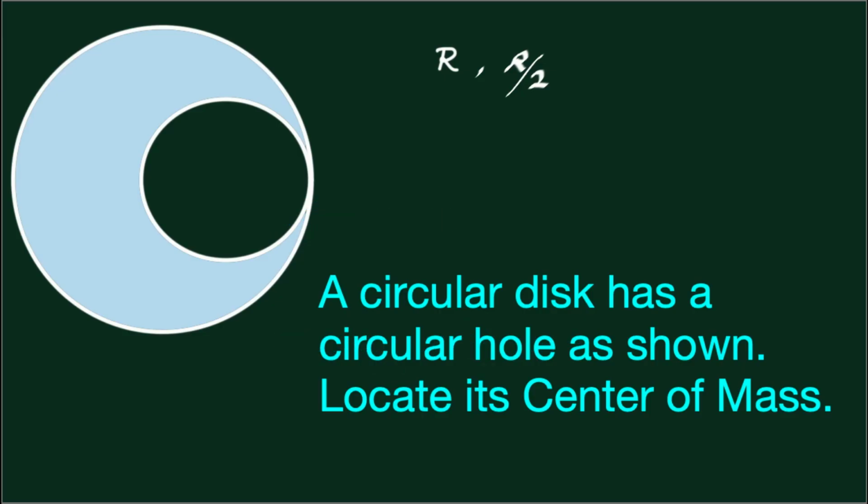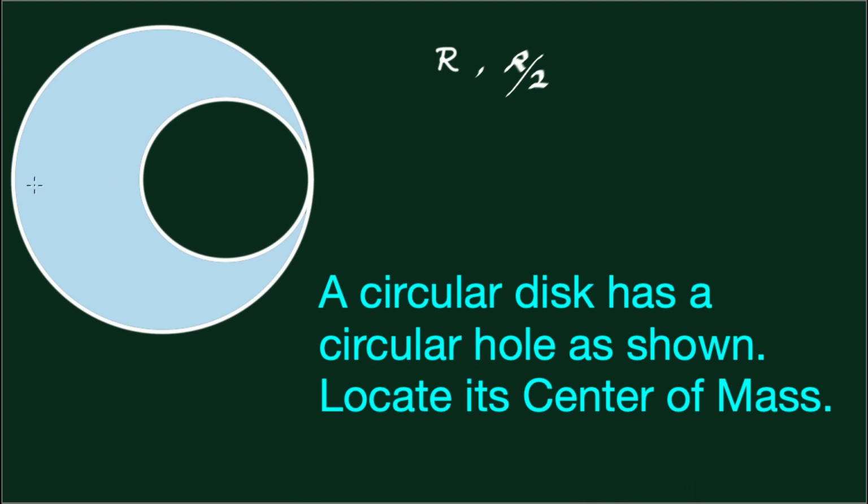The problem is we have a flat, circular disk with a circular hole which is tangential to the rim of the disk, and the radius of the hole is r by 2, where r is the radius of the full disk. And we have to locate the center of mass of this disk with a hole.